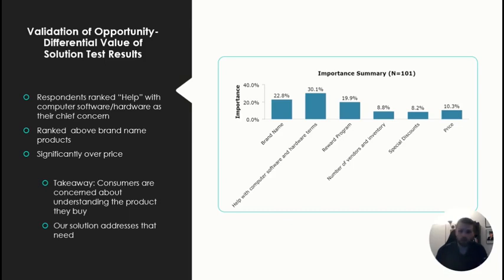They want to know what they're getting, as seen with the tendency to value a brand name and also a rewards program associated with that brand name. And those aspects were actually significantly overvalued compared to price. The takeaway from this slide is, again, customers want to know what is going on and what they are buying. They want to be in control, and Computer Finder enables them to meet their needs.